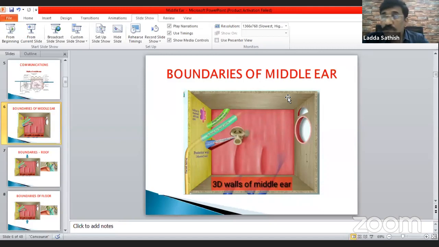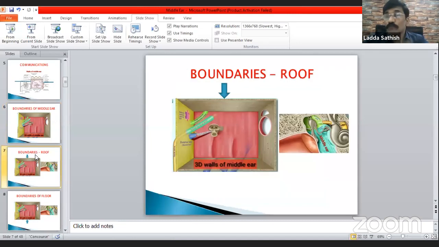Now my role is to proceed with each and every wall of the middle ear. Now start with the roof. Roof is the upper part of the middle ear. Now listen carefully. All these walls are made up of thin bone. And the role of the wall is to separate the adjacent structures from the middle ear so that the cavity can remain safe and all structures also can remain safe.